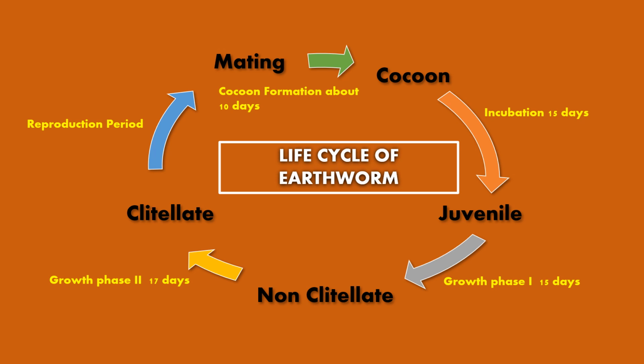From the clitellate state to mating state, which is called reproduction period, when the earthworm reaches sexual maturity, it is observed using the clitellum. From the mating to cocoon formation, it takes about 10 days. Again, the life cycle will vary from species to species and depending on the temperature, pH, nutrient level, and the environmental condition.